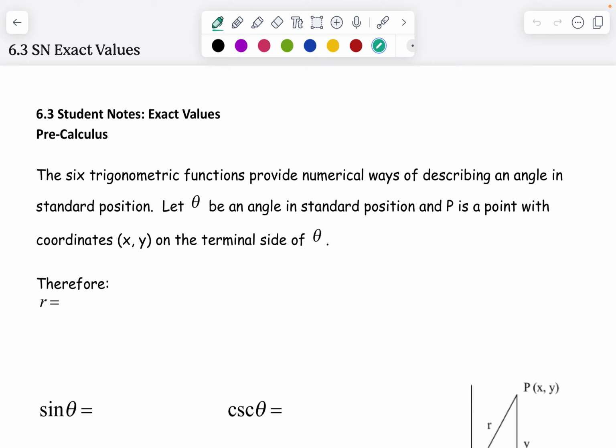So during 6.2, we learned about the 6 trigonometric functions. They provide numerical ways of describing angles, and those angles are in what we call standard position. Standard position occurs when theta is an angle.